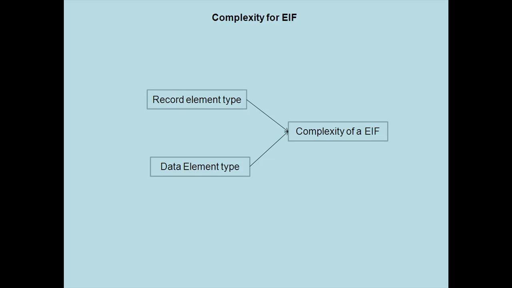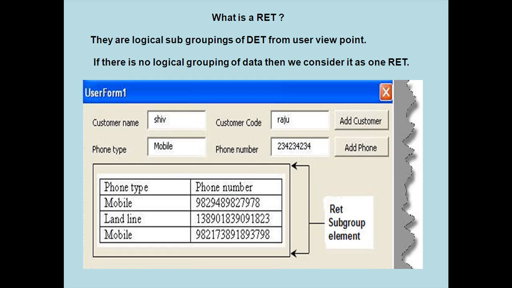Again, the complexity of EIFs depends on two things. One is the record element type, and one is the DET, that is data element type. We have already covered what a data element type is. The counting of data element types doesn't change with EIF, EI, EO, EQ. But the record element type is something new, so we will go through what a record element type is.